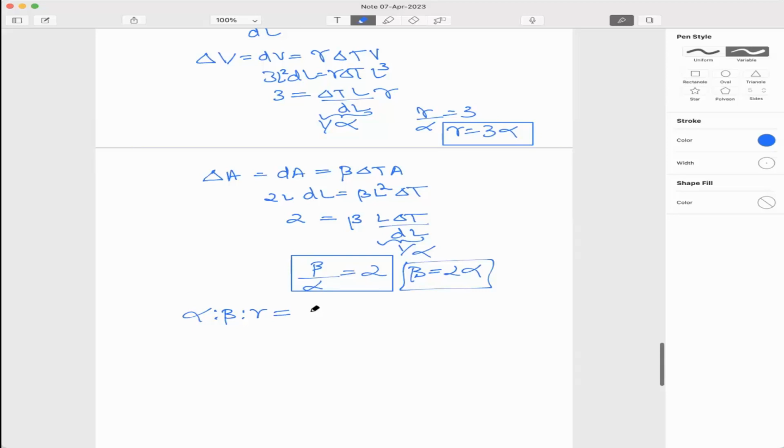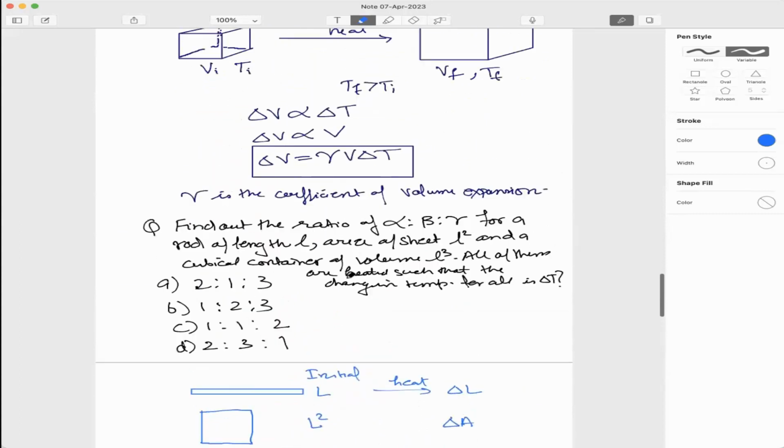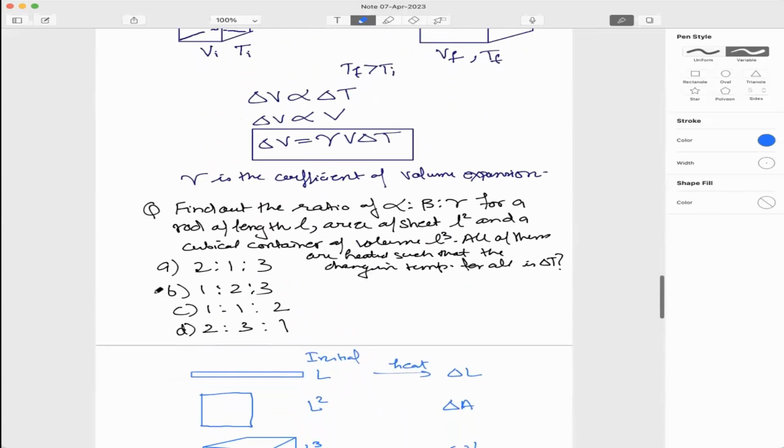So alpha is alpha, beta is 2 alpha, gamma is 3 alpha. So it will become 1 is to 2 is to 3. That is very important, very frequently asked in NEET and JEE, maybe in your board also, to derive this. Okay, so that is 1 is to 2 is to 3.